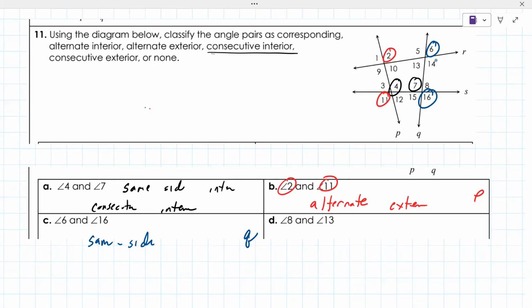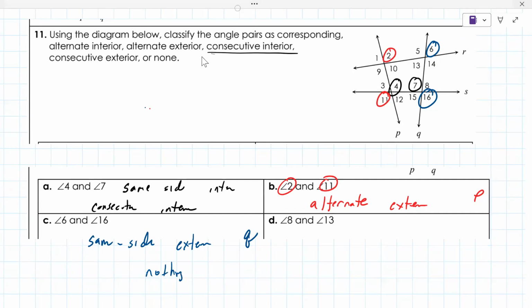Exterior. Same side, exterior. So these unfortunately are nothing. They don't mean anything. They do end up adding up to something, but in this course, and the way you're doing it, they're nothing to be remembered here.